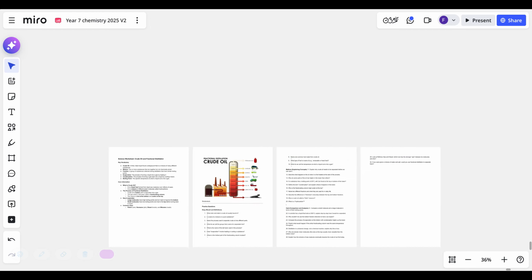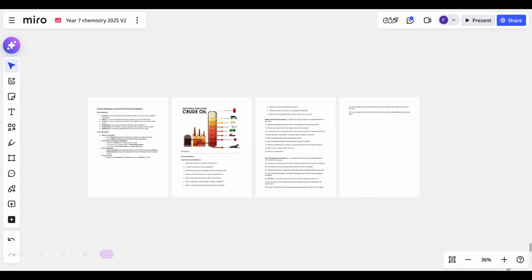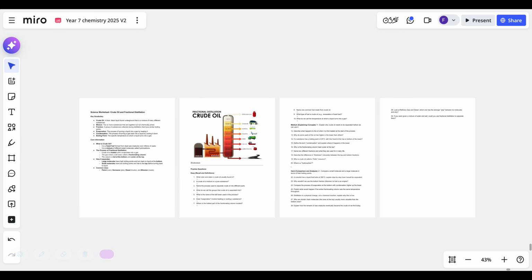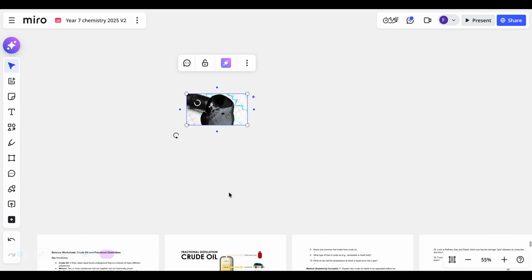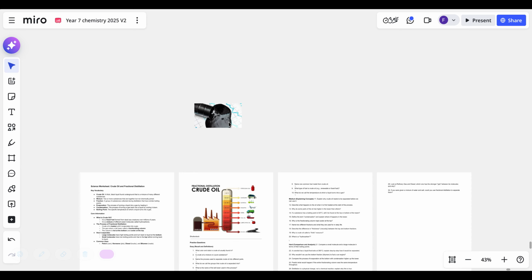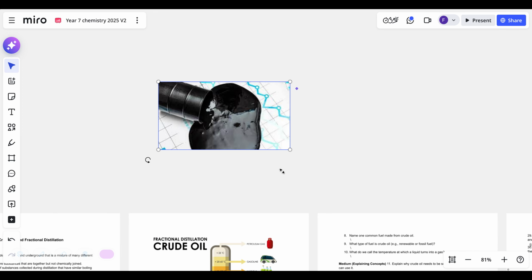Crude oil is a mixture of different hydrocarbons. What do I mean by hydrocarbons? Hydrocarbons are molecules that are made of carbon and hydrogen. However, we're not really going to look at that in detail yet. We're going to look at why it's important to the world. Now, crude oil looks like this. It's a black slurry. So why is it so important?